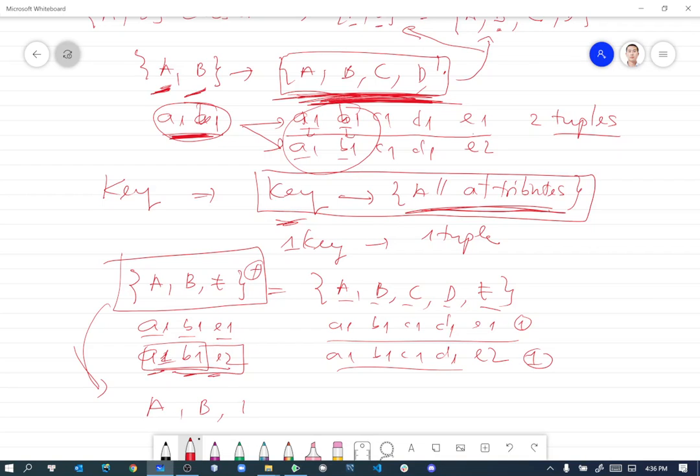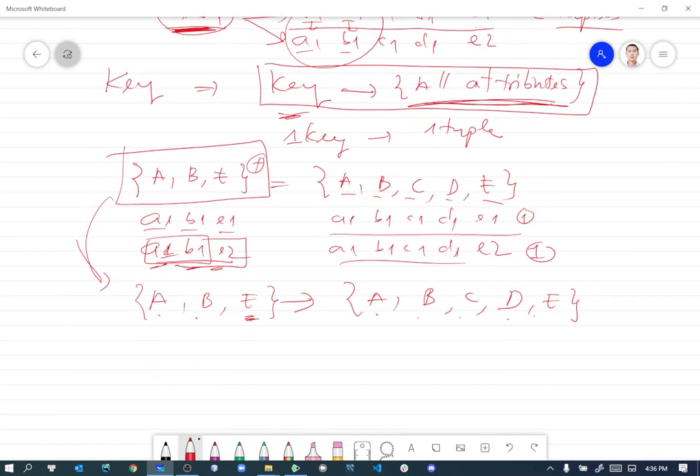Which also means A, B, E determine A, determine B, determine C, determine D, and E itself determines E. So A, B, E determine A, B, C, D, E. What it means again is that, given one value of A, one value of B, one value of E, you can find only one value of C, one value of D, and that means only one tuple.